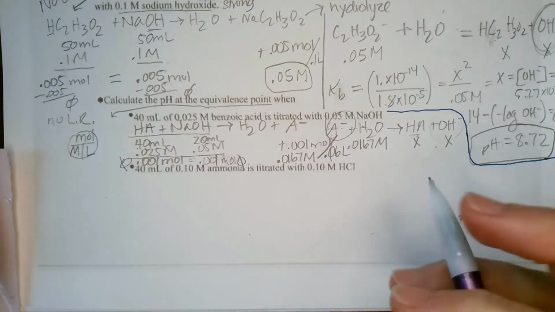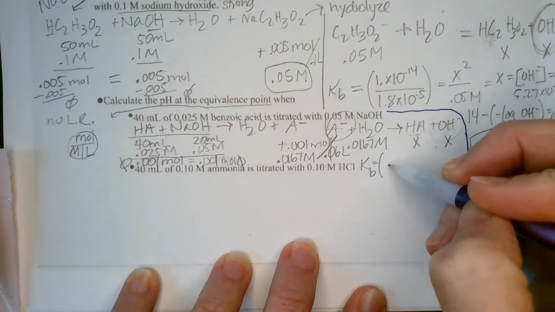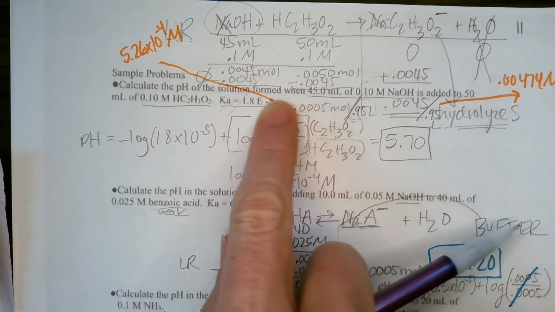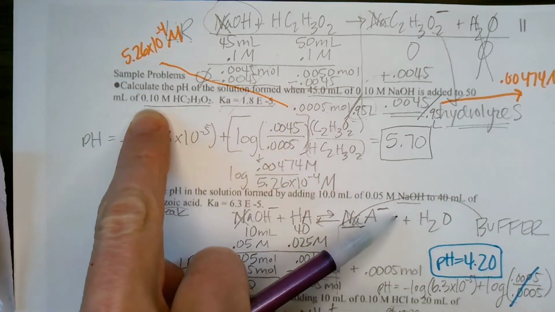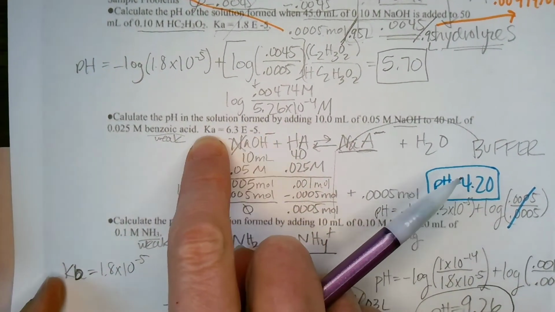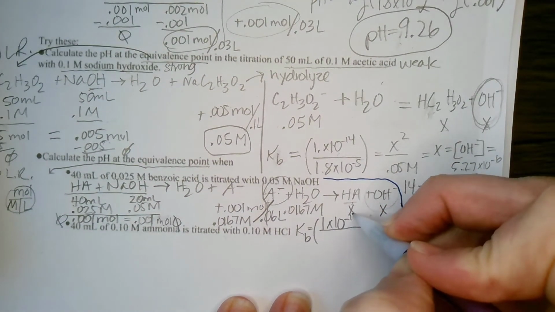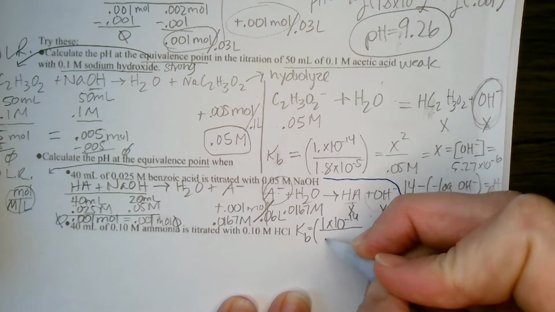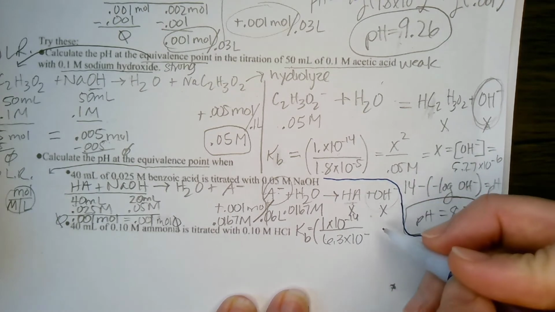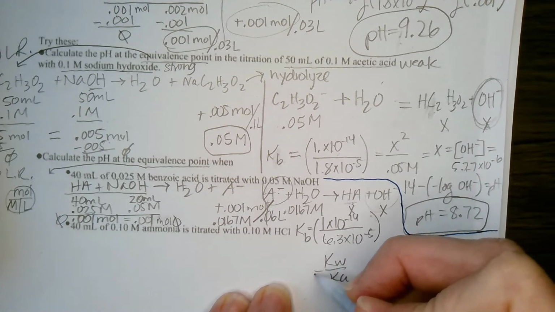So now we need to find our Kb. Way up above, benzoic acid gave us the Ka. Let's see here, where's benzoic acid? Right here. Benzoic acid is 6.3 times 10 to the negative 5. That's its Ka. So let's find the Kb by doing water's Kw, 1 times 10 to the negative 14, divided by the benzoic acid Ka, 6.3 times 10 to the negative 5. Again, this is my Kw divided by Ka to give us our Kb.